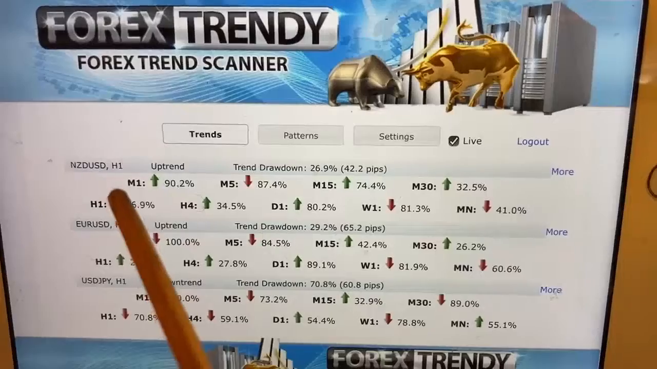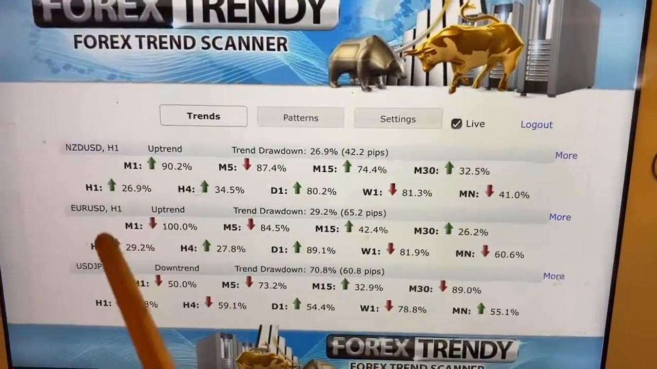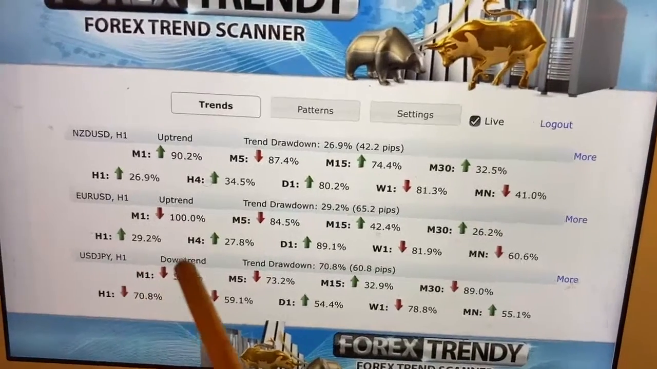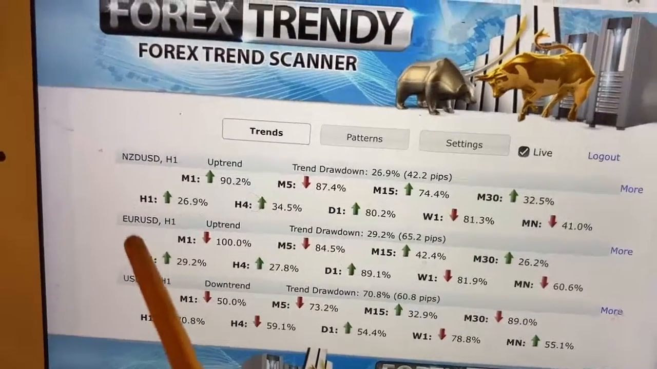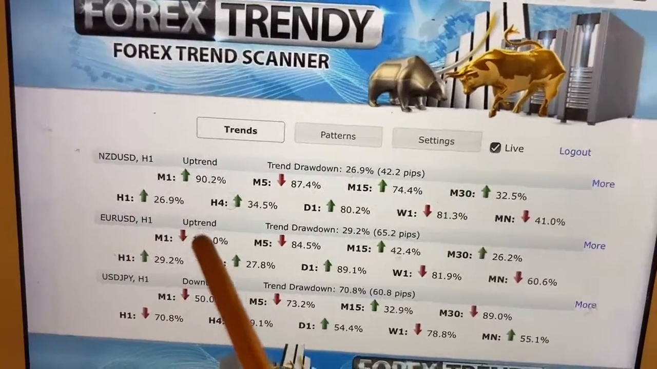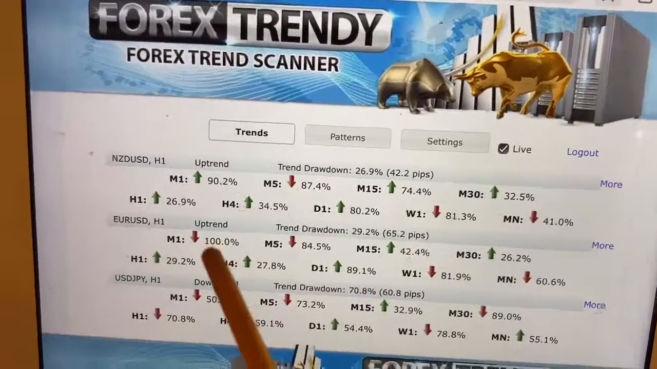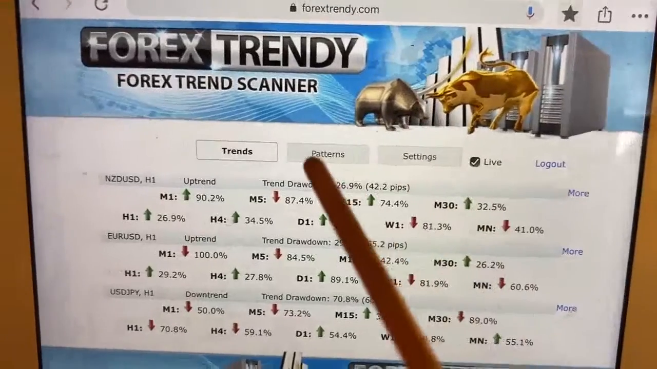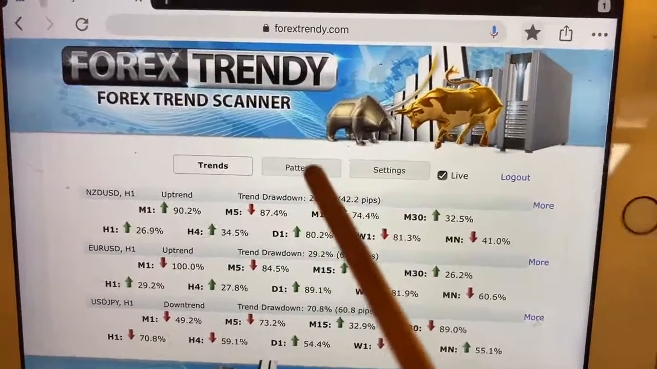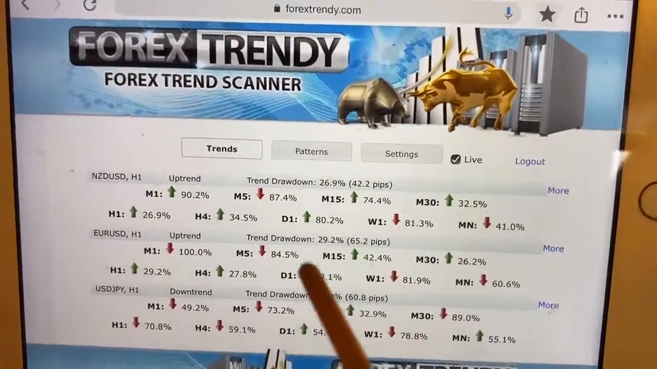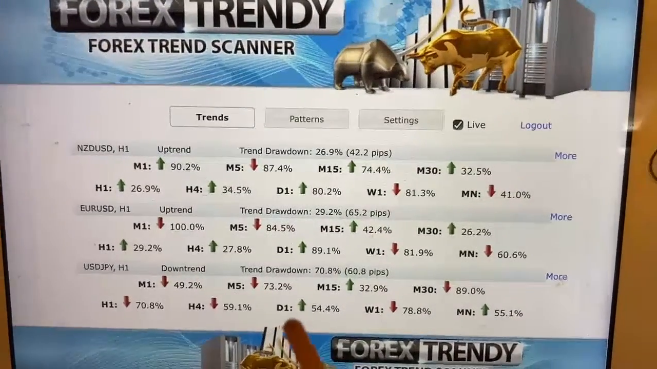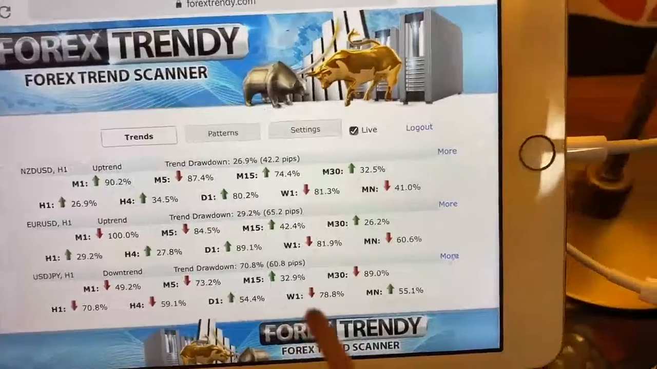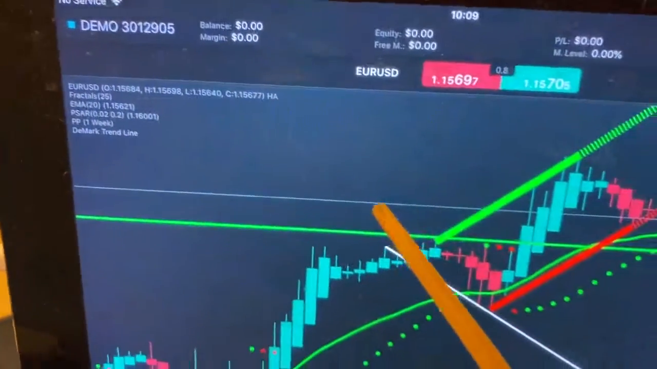NU is an uptrend, EU is an uptrend, and UJ is a downtrend. Now, we've been following this EU as an uptrend. Okay, now we know it's an uptrend. Even if we get a pattern signal, the only pattern signal we're going to take is when it brings a buy. But either the trend or the pattern, we just gotta be on the chart like this.